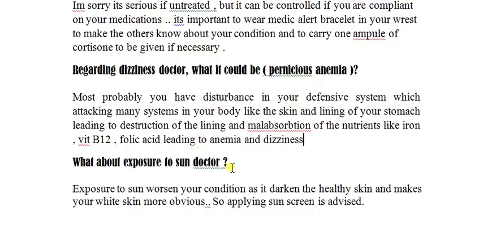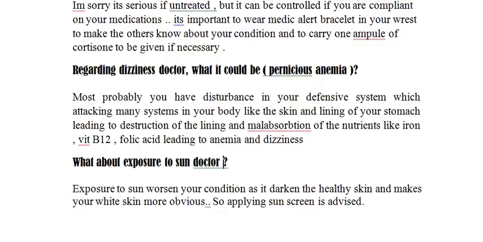What about exposure to sun, doctor? If the patient has vitiligo, of course, exposure to sun exaggerates and worsens the condition of vitiligo. So you have to inform him that exposure to sun worsens your condition, unfortunately. So it's advised to apply sunscreen when you are going outside.